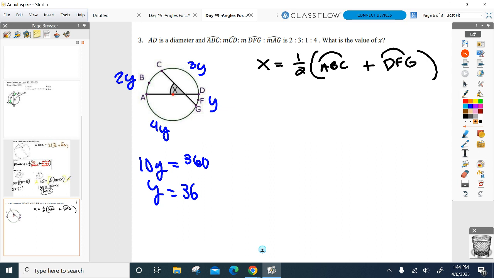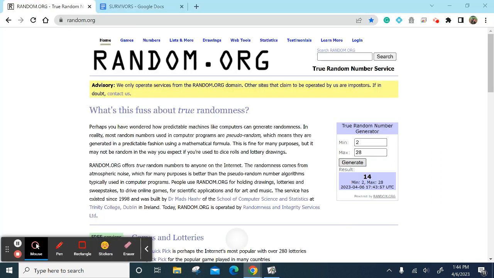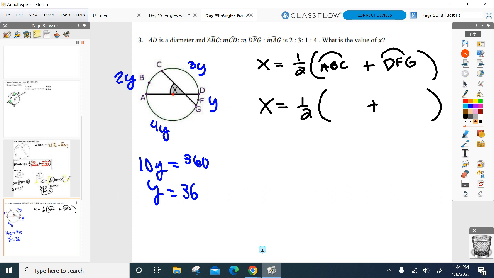And then again, I don't need to plug it into every arc. I'm only concerned with arc ABC and DFG. So after you plug it in, can somebody please give me those two arc measures? ABC, 72. And DFG, 36. There you go. And I should end up with 54 here.